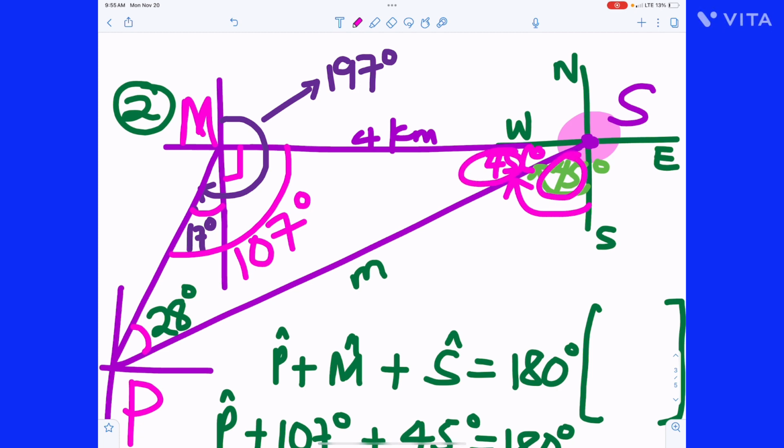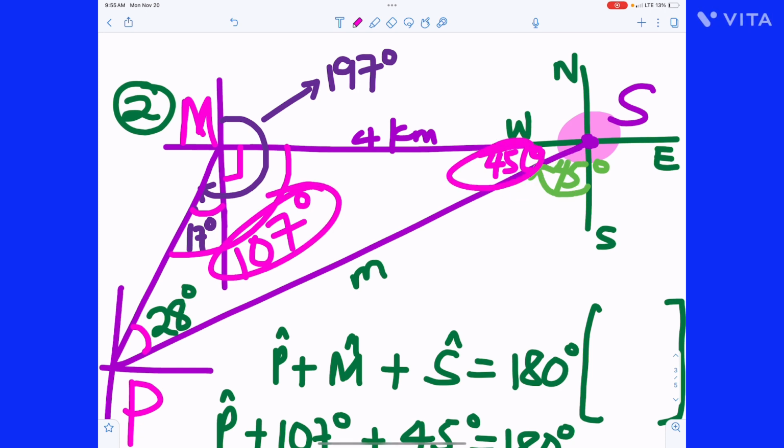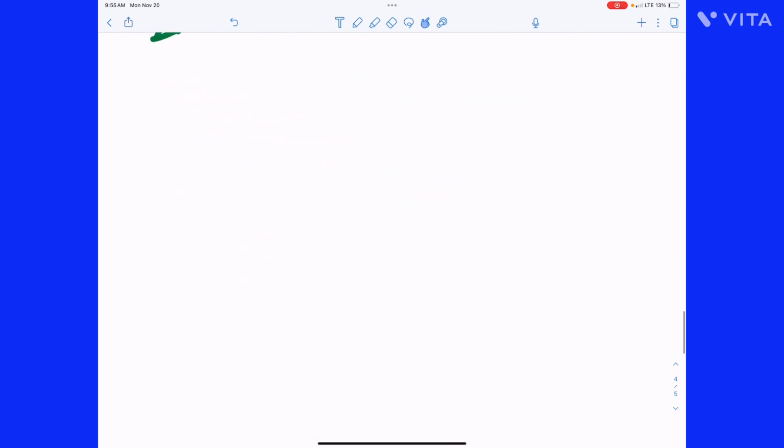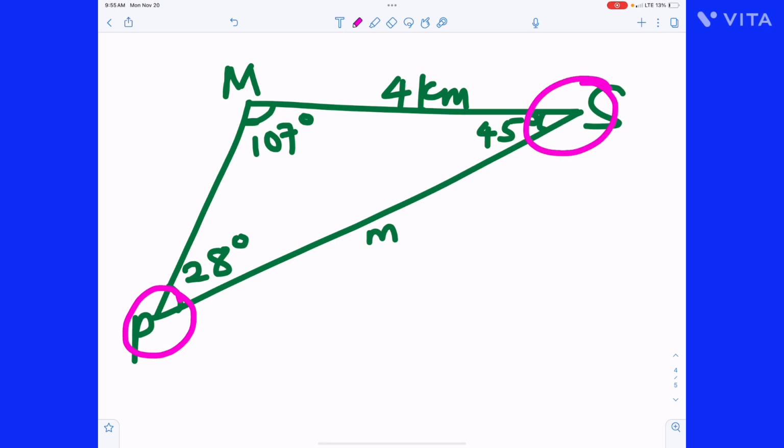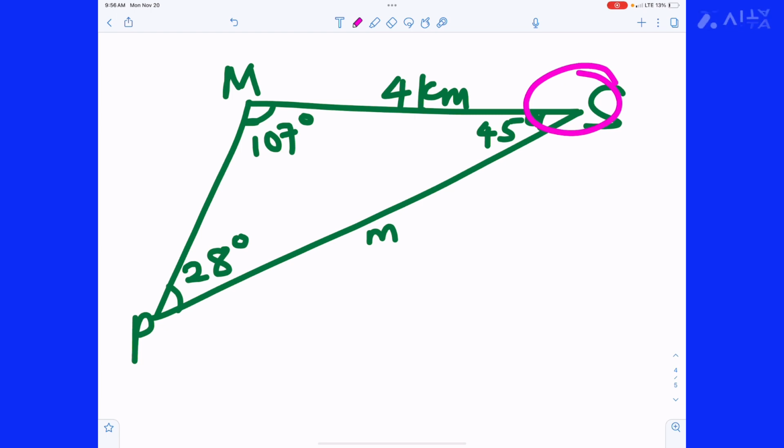This remaining angle in the triangle will also be 45. Now you know 45, you know 107. That can help you get this as what? 28. Then you can take it to your triangle and start finding what you need. This is P, this is S, this is 4 kilometers. So we are looking for M. We are looking for the distance of the man from the what? Starting point. The man is now here, but we want to find his distance from where he started.